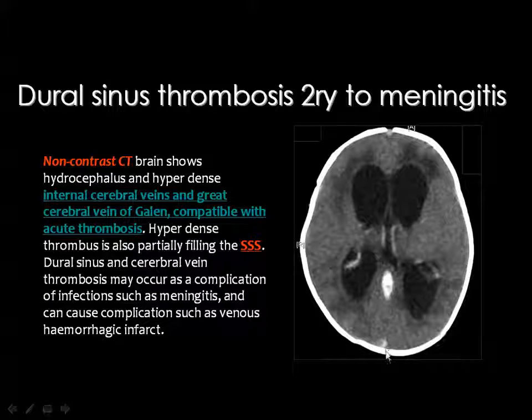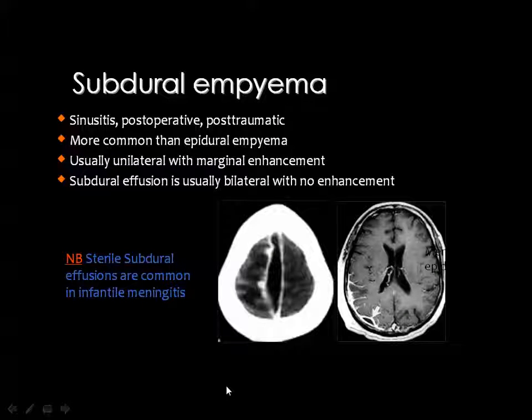Then if the sinus is occluded, you will get hydrocephalus of the obstructive communicating type. Here you can see the dilated ventricles with periventricular edema due to retrograde transependymal CSF filtration. And you know, venous sinus thrombosis is one of the complications of meningitis. And in order to see the inflamed meninges, you have to inject the contrast media.